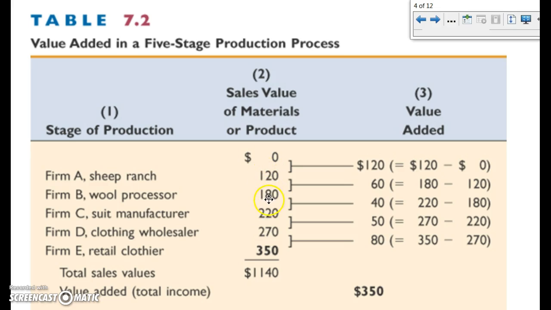If we added these prices all along the way, we would think the suit was contributing $1,140 to GDP, and it's not. The other way we could look at it is how much value is added at each step in the process, and you'll find that actually adds up to $350. So the easiest way to do it is just to write the final retail price of the good, and that's what gets counted toward GDP.